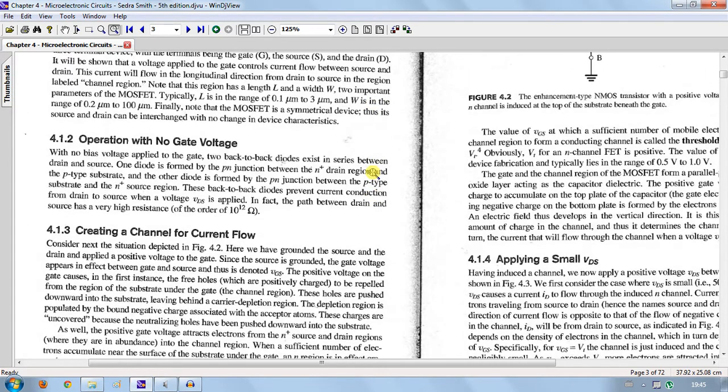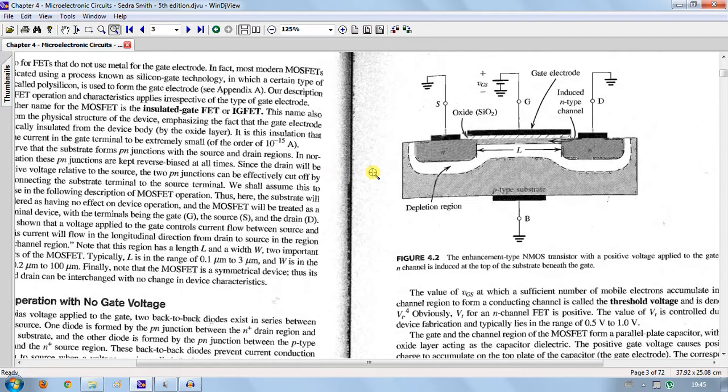Now how to create a channel flow? We first apply a VGS voltage. So there's a positive here, there's a positive here, so all the positive charges here are repelled and they go downwards, and this has more holes, and the electrons from the source and the drain, that is, both the n-type regions, come towards this.